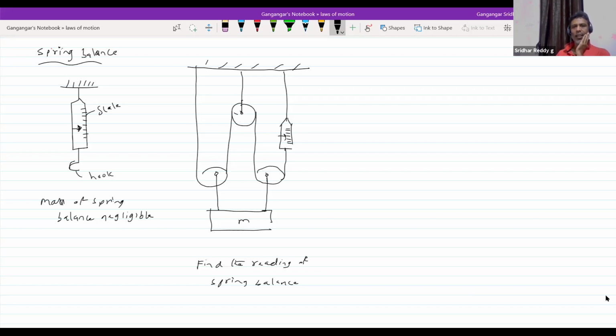All pulleys are light. Pulleys and strings are light. Light in the sense of massless. So you need not bother about the pulley. What is the mass of the pulley? Negligible.